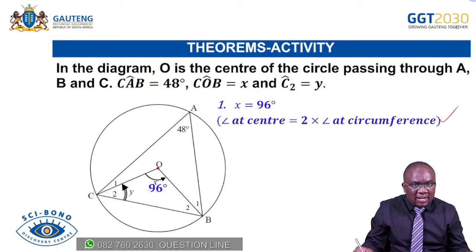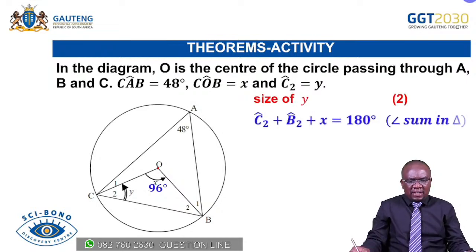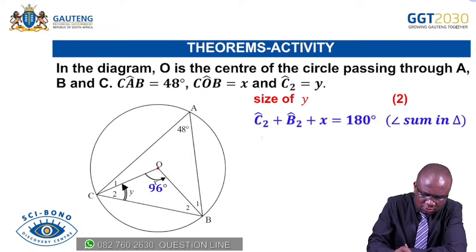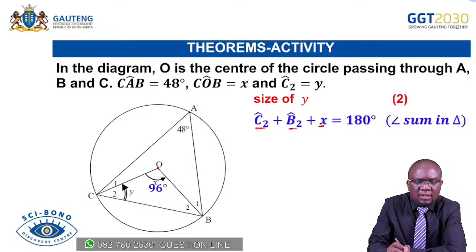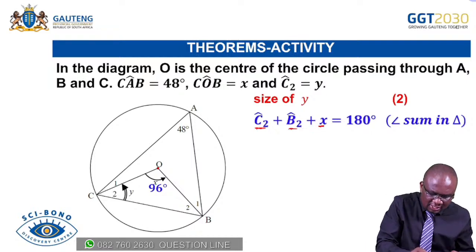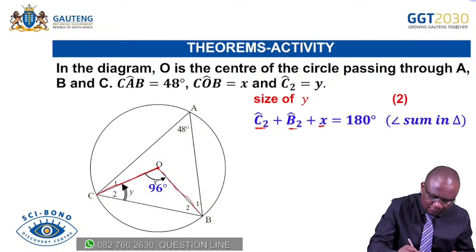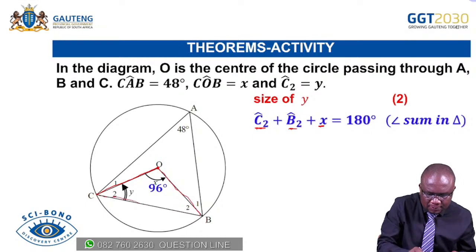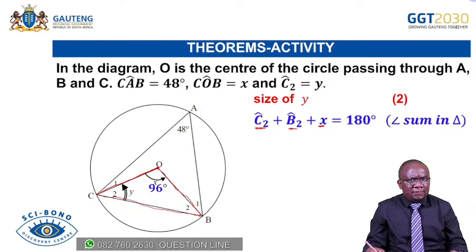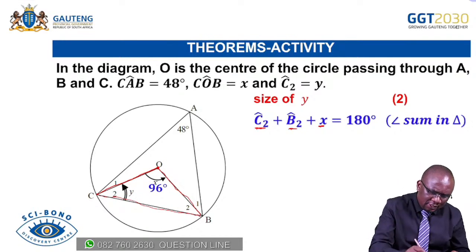We want to find angle Y. So now C2 plus B2 plus X is equal to what? If we check this, what do you see here? You see a triangle. What type of triangle?